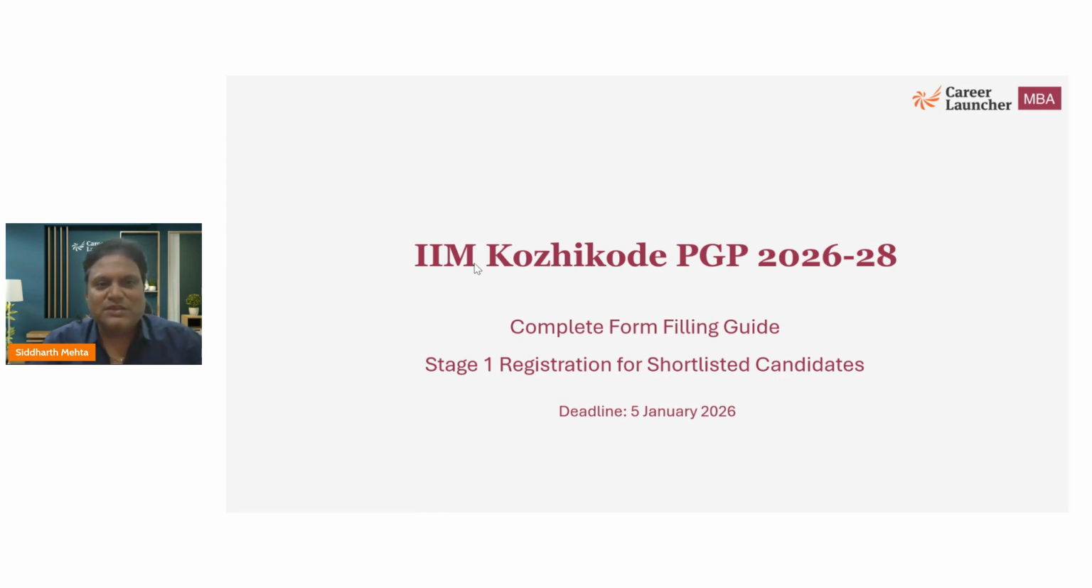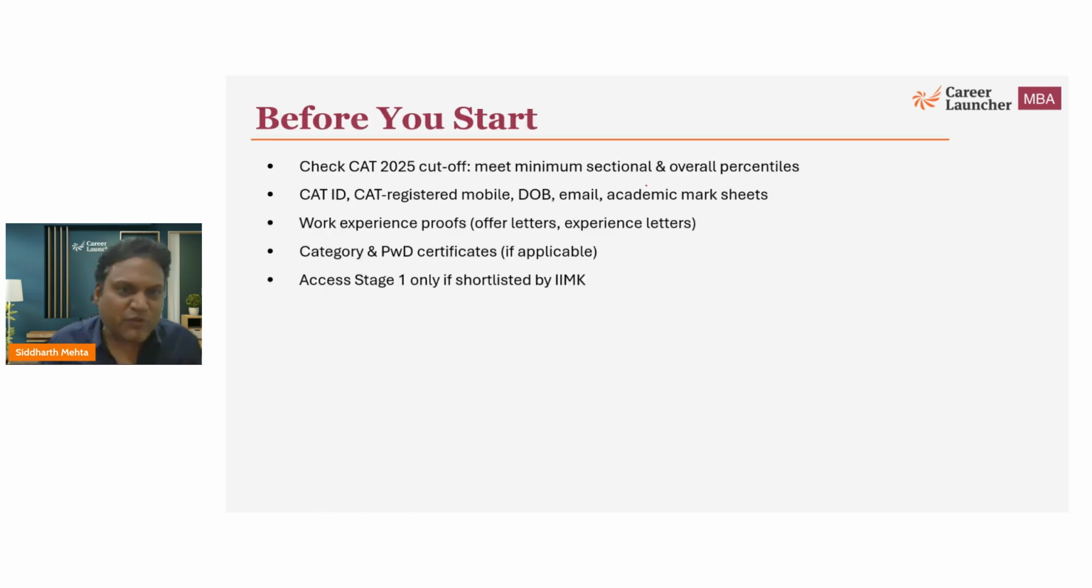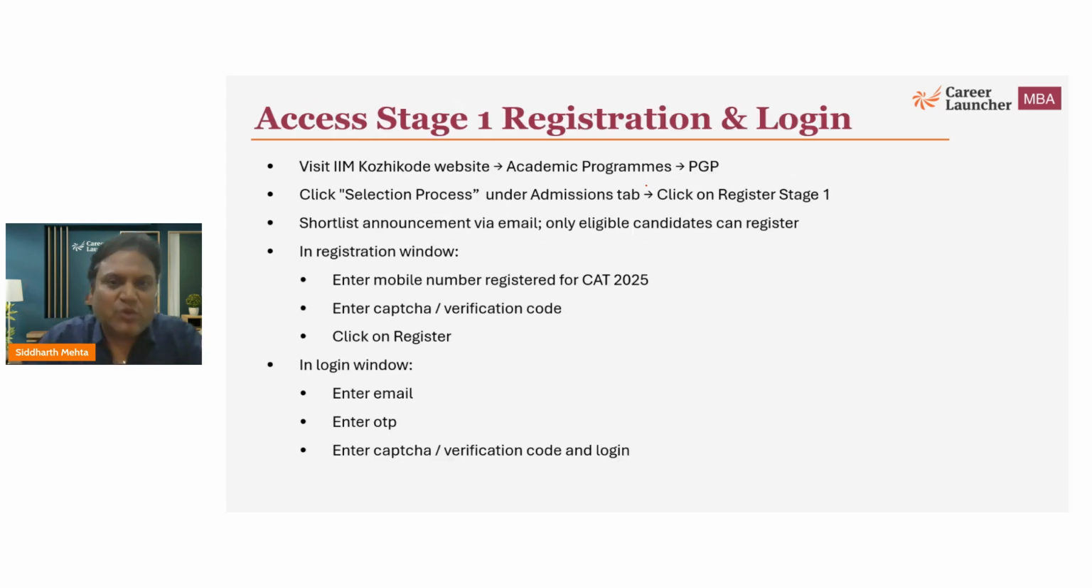The other things are pretty much straightforward, but nevertheless let us quickly revisit and then we will go to the main part. So before you start, I'm sure that you would have done all these things. Check the cutoff, the sectional and overall percentiles. You must be having your CAT ID ready with you and everything ready with you. And then once you visit the IIM Kozhikode website, those who have got the calls for stage one have also received an email. So check your email.